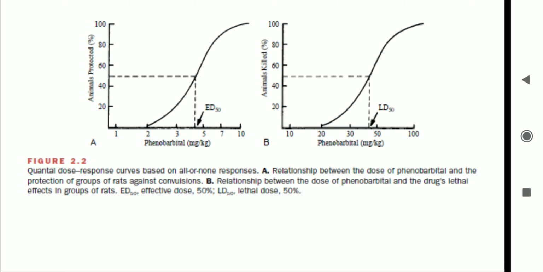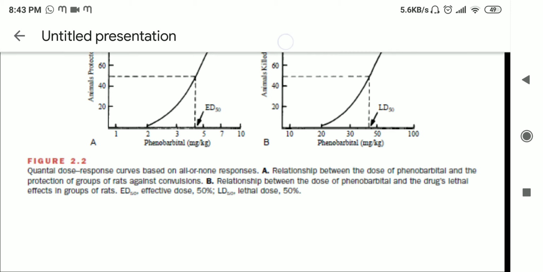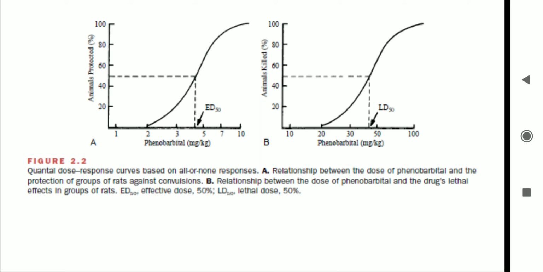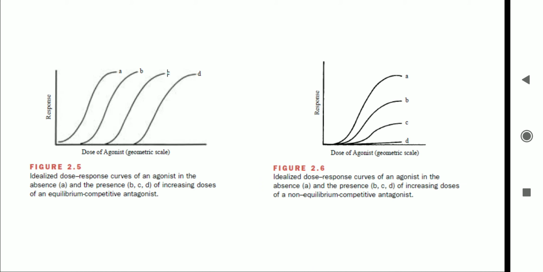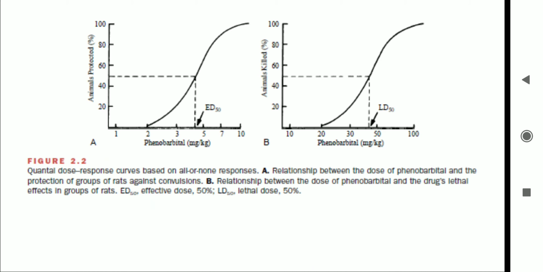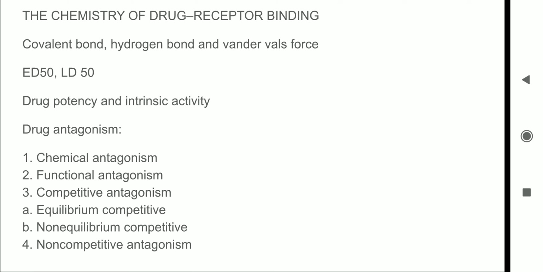Here please see this graph. This graph has effect on the y-axis and again dose on the x-axis. It starts from 10 mg per kg, 20 mg per kg. They started with 20 mg per kg and the effect of 50% was seen exactly at 40 mg per kg. So this is the lethal dose of phenobarbital to the rats.